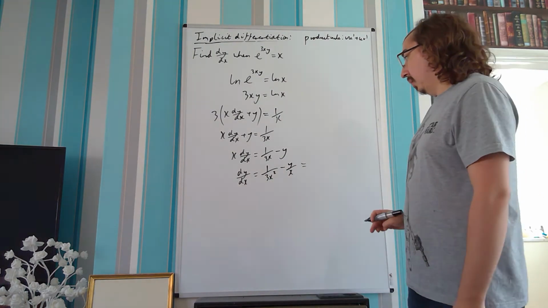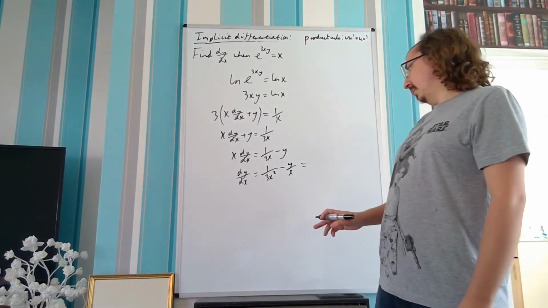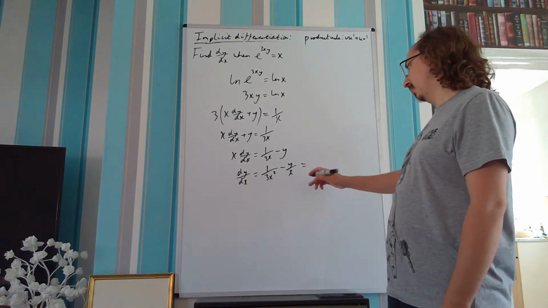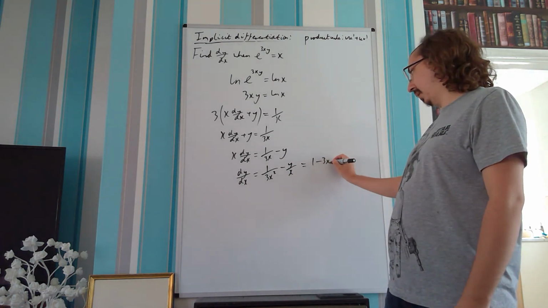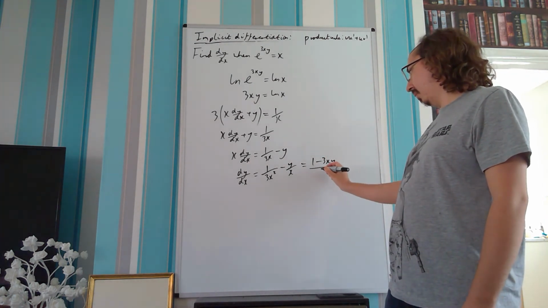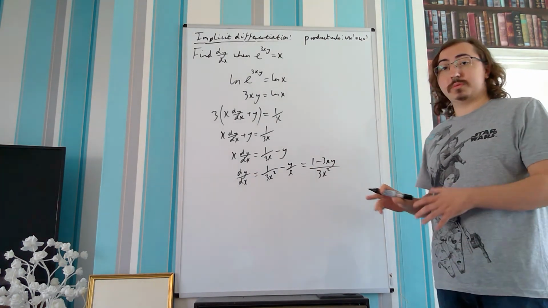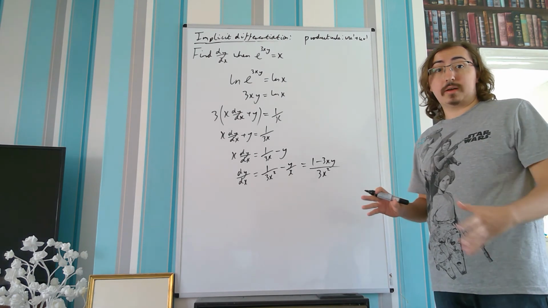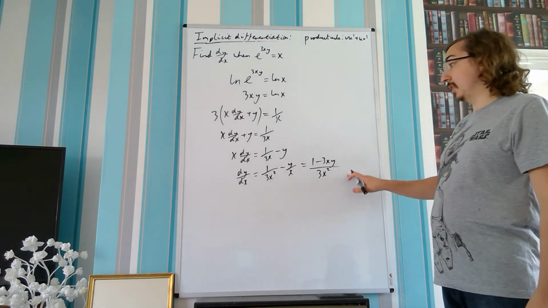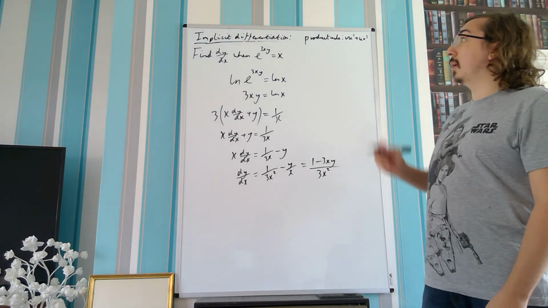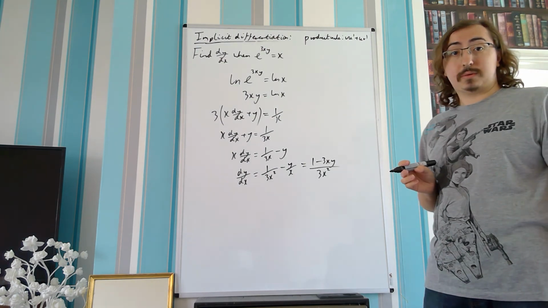Alternatively, you could combine those together into the same expression, multiply that by 3x, so 1 minus 3xy all over 3x squared. Okay, either of those forms would be fine, and you would get the marks for those in an exam. And that's what we get for dy by dx when e to the 3xy is equal to x.